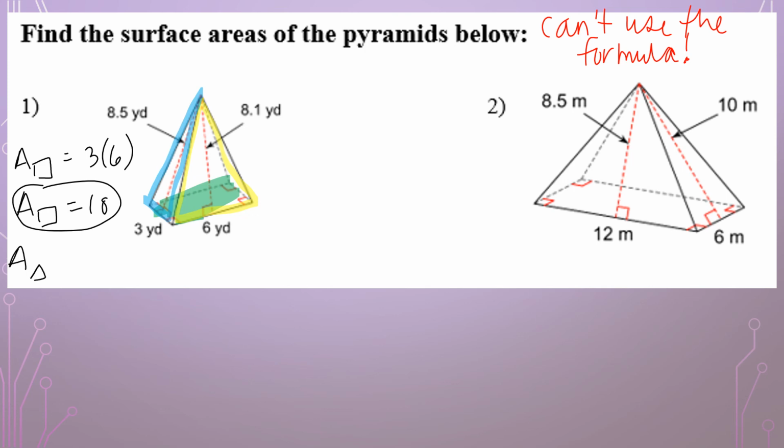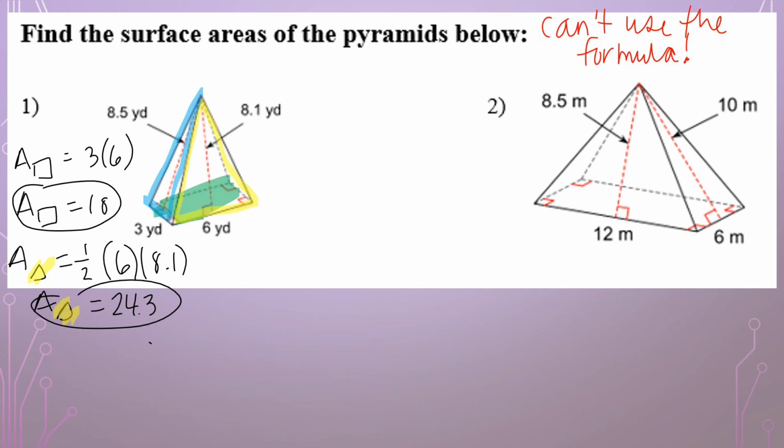Area of the triangle, and I'm going to highlight this one in yellow so we know that's the one we're doing. Okay, so area of a triangle is 1/2 base times height. The base of the yellow triangle is 6. The height of the yellow triangle is 8.1. So I'm going to put that together, and the area is 24.3. So the yellow triangle is 24.3.